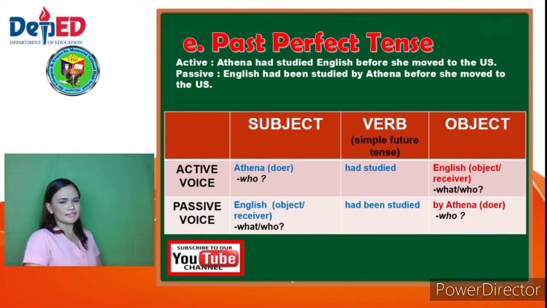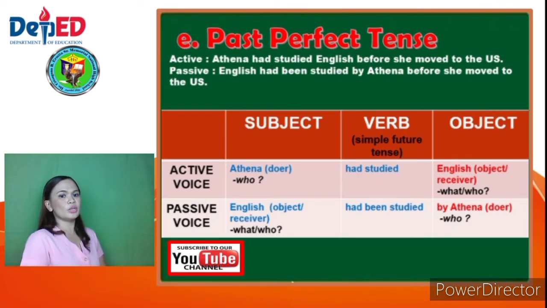Past perfect tense. Active: Athena had studied English before she moved to the US. Passive: English had been studied by Athena before she moved to the US. In this example, active voice, Athena had studied English before she moved to the US, and passive voice, English had been studied by Athena before she moved to the US. Again, analyze the table.